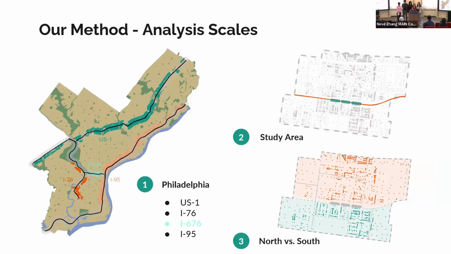We conduct this analysis of highway effects at 3 different scales. First, we look at the effect of the 4 main highways in Philadelphia on property prices within 500 meters of them. Then we zoom into our study area and look specifically at I-676 effects in our study area. Finally, we separate our study area into north and south to see how the highway effects are felt differently across different neighborhoods.